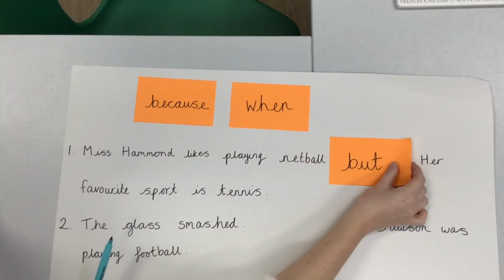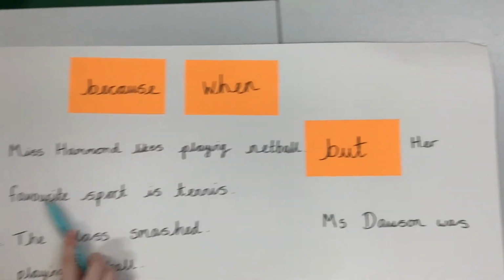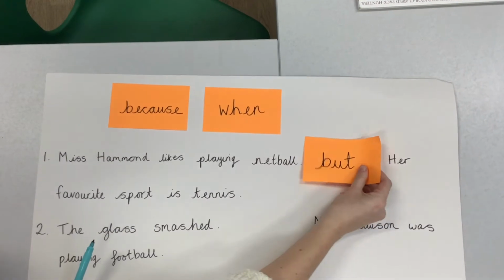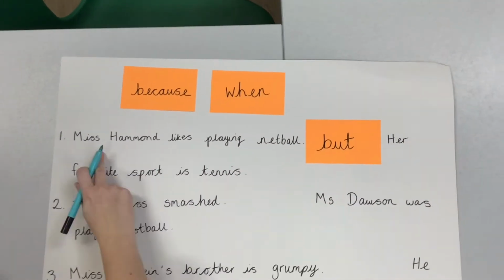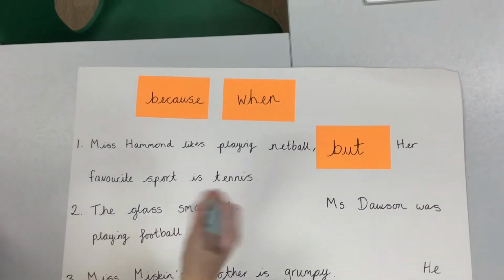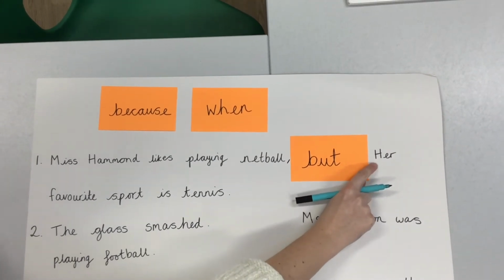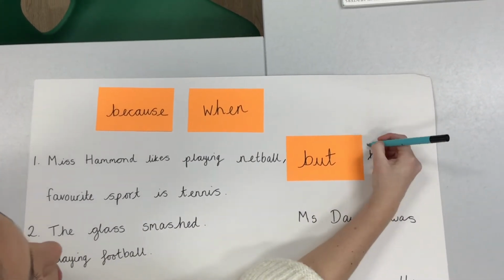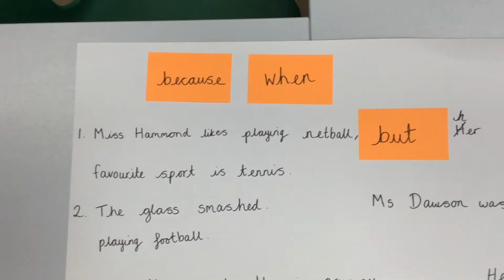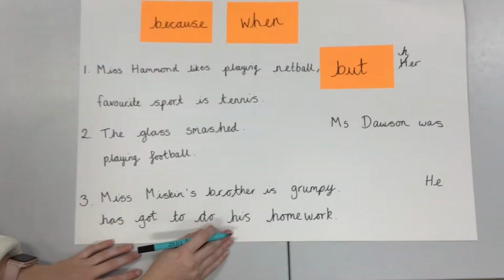Let's try our last one then. But. Miss Hammond likes playing netball, but her favourite sport is tennis. Yeah, I like the sound of that one, don't you? I do indeed. So we're going to keep that one. Remember, we don't need our full stop now, so cross that off, or you can rub it out if you're writing in pencil. We also don't need our capital letter here now because it's not the beginning of a sentence, so you would change that to a little letter. Excellent. So Miss Hammond likes playing netball, but her favourite sport is tennis. Brilliant.